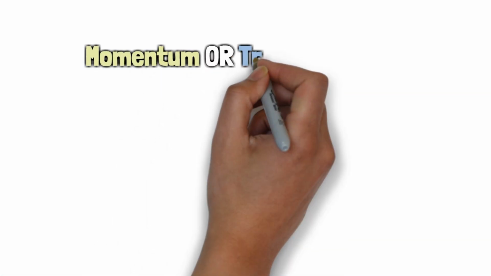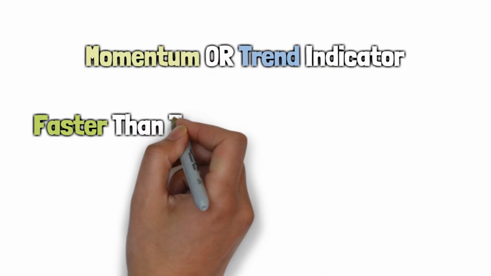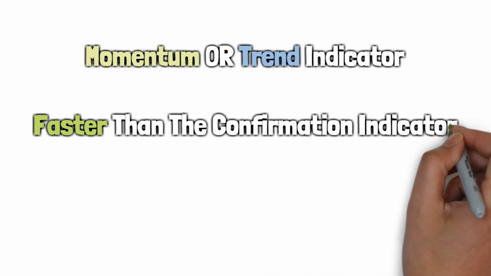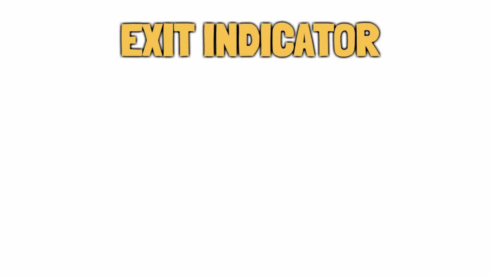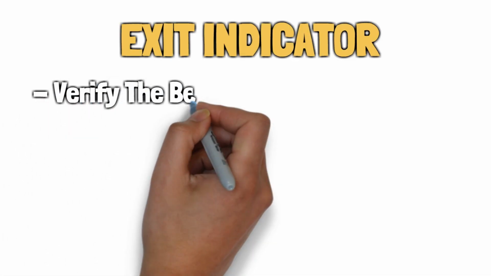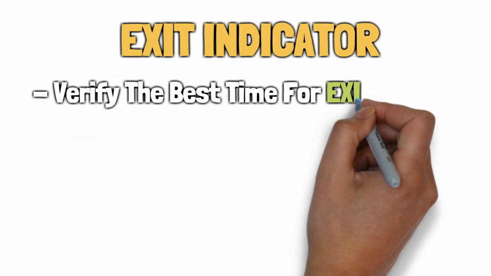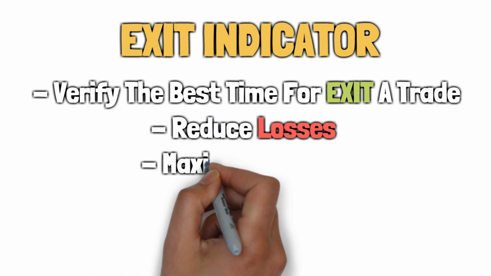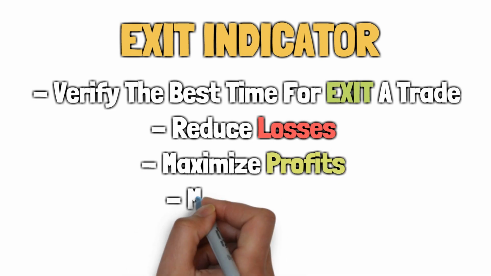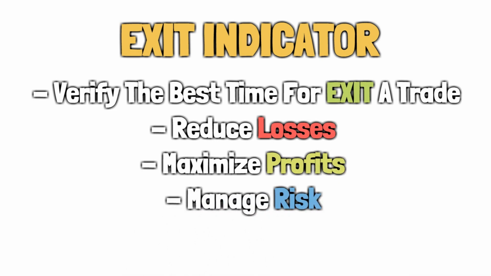An exit indicator is usually a momentum or trend indicator that is faster than our confirmation indicator, which gives us information about the short-term trend and that is used to verify the best time to exit a trade. It is used to reduce losses, maximize profits and manage risk by providing a signal to close a position when certain criteria are met. I will give you a simple example.